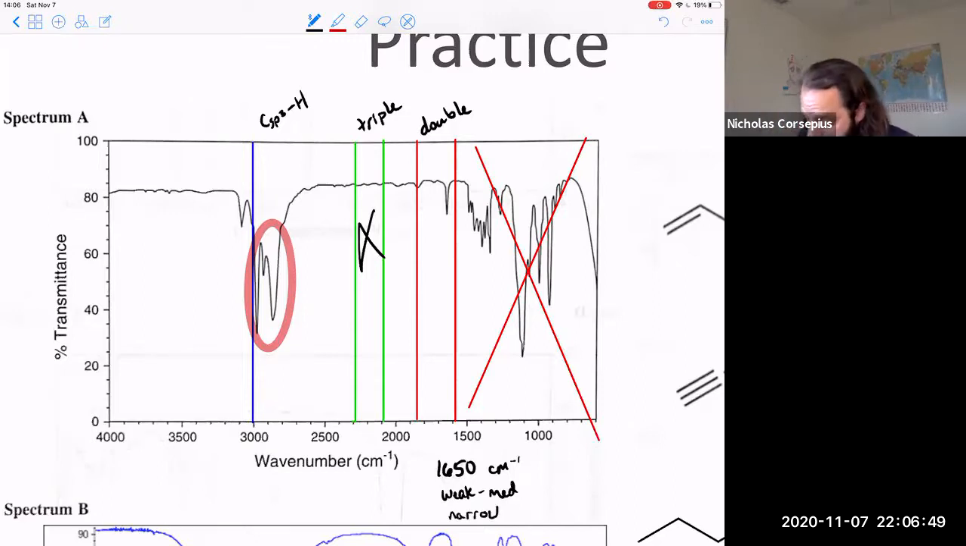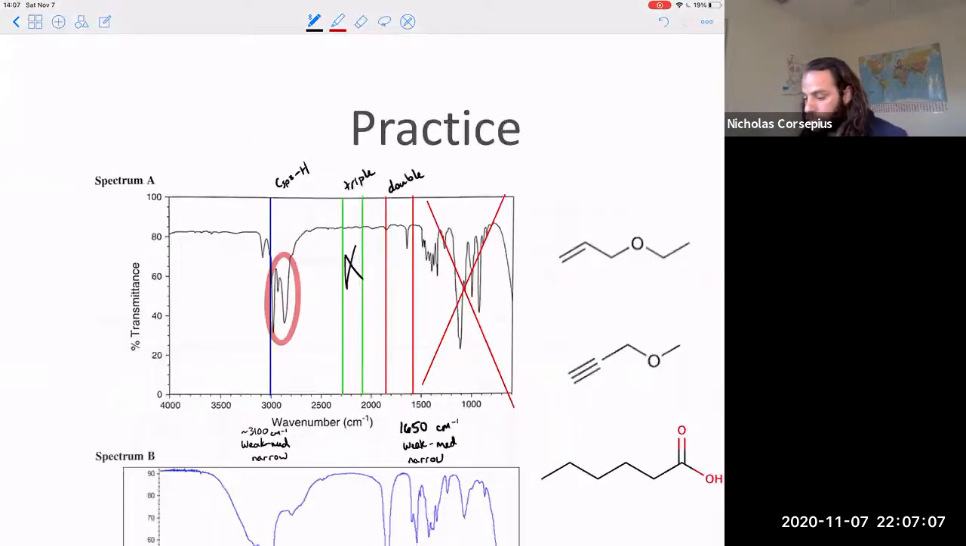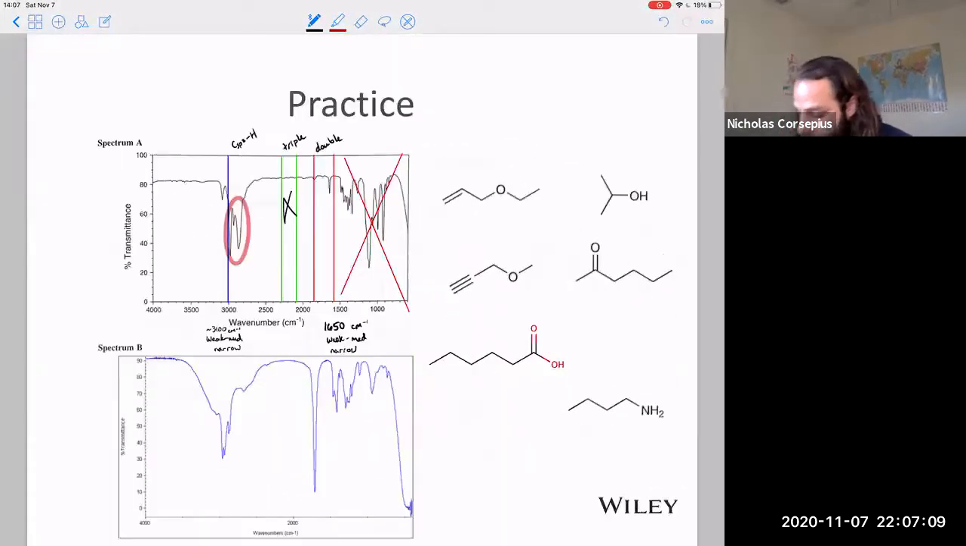And then I have this weak to medium peak that's just north of 3000, so sitting at around 3100, and it is narrow. All right, so what functional group would that correspond to? I got something in my double bond region, and importantly, it's not that obviously strong carbonyl type bond. So I'm going to be able to conclude it's this compound right here, right?